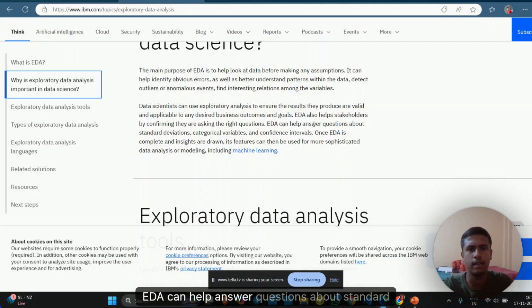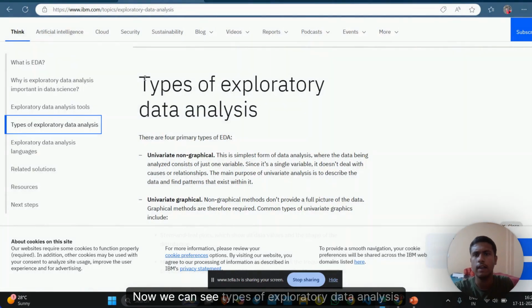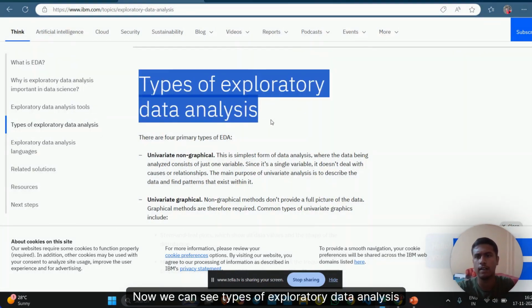EDA can help answer questions about standard deviation, categorical variables, and confidence intervals. Once EDA is complete and insights are drawn, its features can then be used for more sophisticated data analysis or modeling, including machine learning. Now we can see the types of exploratory data analysis.